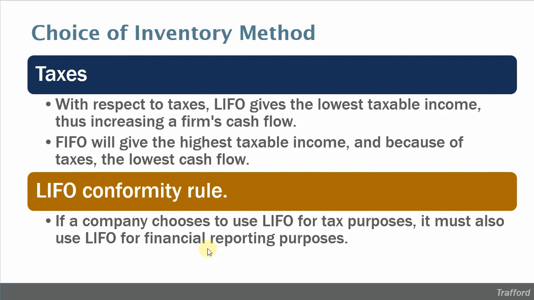The LIFO conformity rule explains why LIFO is the second most common method in the United States for financial statement purposes. It's because many companies wanted the benefit of those higher tax deductions in the early years, so they elected to use LIFO for tax, and as a result, they had to use LIFO for financial reporting purposes.